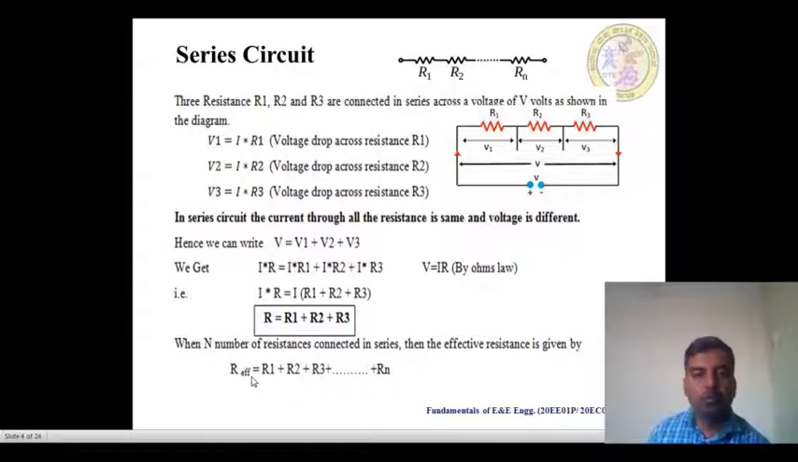So using Ohm's law we can write like this. If you remove the common I from the left hand and right hand side of the equation, we get the final equation R equal to R1 plus R2 plus R3. If there are n resistances connected in series, then the effective resistance R effective equals R1 plus R2 plus R3 plus up to Rn.